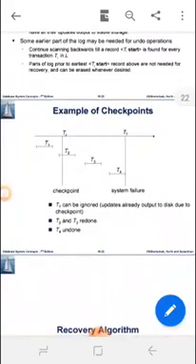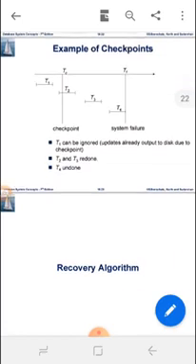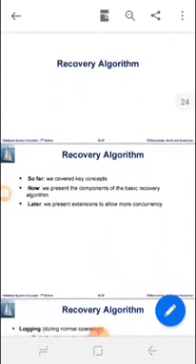How do checkpoints work? For example, T1 starts from the start of the process, then T1 is completed, next the T2 process starts, then the T2 process completes, then T3. Here the checkpoint is here. How to handle a system failure? Okay. Then the recovery system.